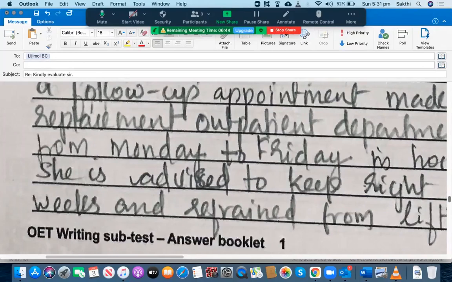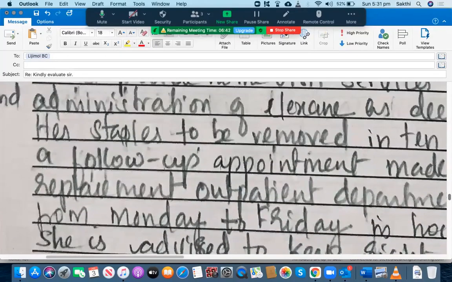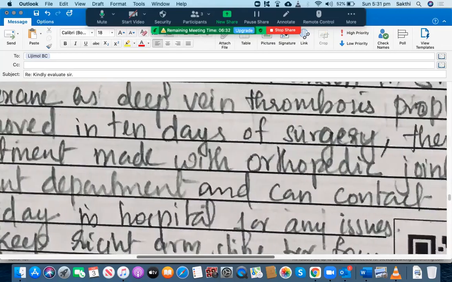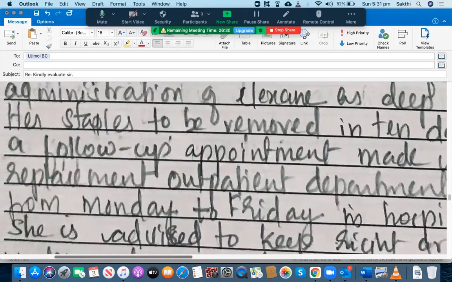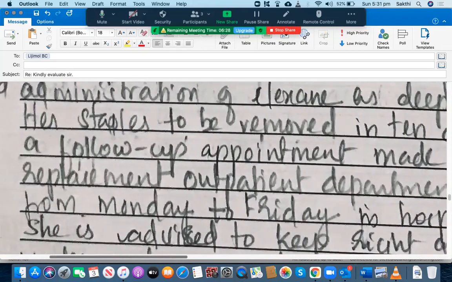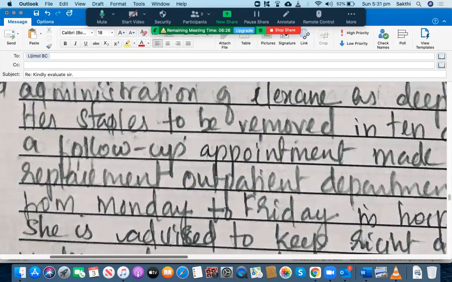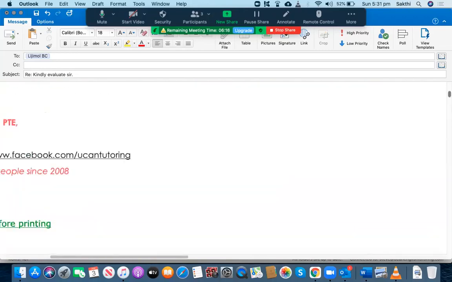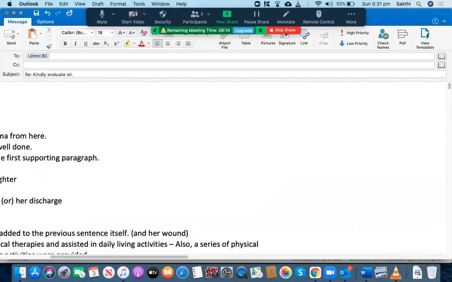So you can write: a follow-up appointment is made in 10 days at the orthopedic joint replacement outpatient department for removal of her staples. Can you write it down there so that I can see? Yeah, definitely. Okay, 1 minute.